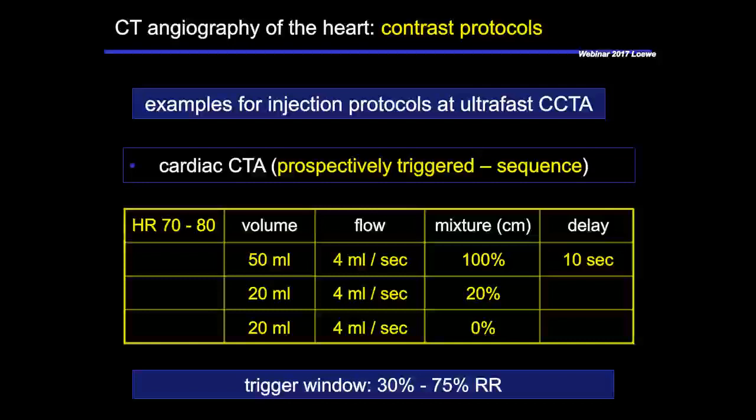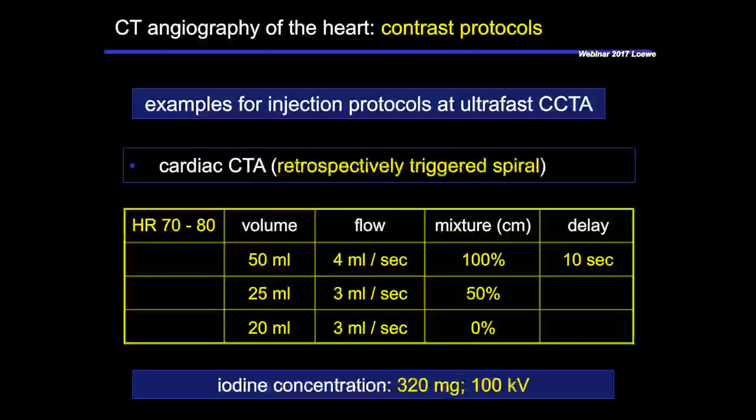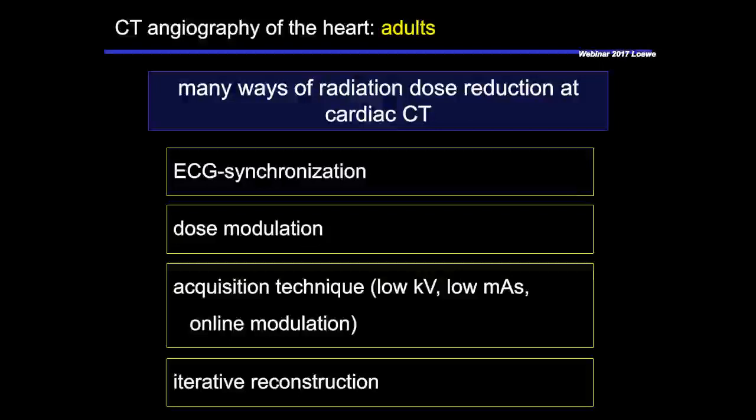And finally, what we are using in very, very rare cases is the retrospectively triggered scan. We are adding a little bit more contrast to the second phase. We are reducing a little bit the flow in the second phase because the acquisition time is even longer. And we are going for a one-to-one mixture again between the contrast and the saline. And yes, then we have the total trigger window of 0 to 100% of the RR interval by using a dose modulation technique to reduce the total radiation exposure to the patient. And of course, we try to apply all the dose-saving strategies that we have learned in the previous webinar, including the dose modulation, the low mAs and online modulation, and of course, the iterative reconstructions later on.